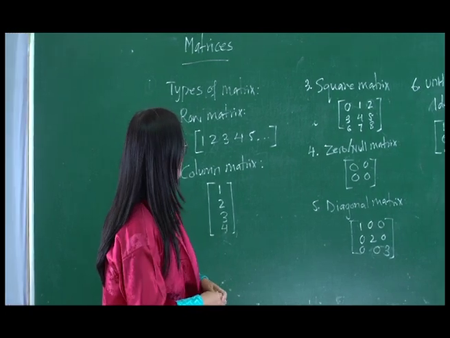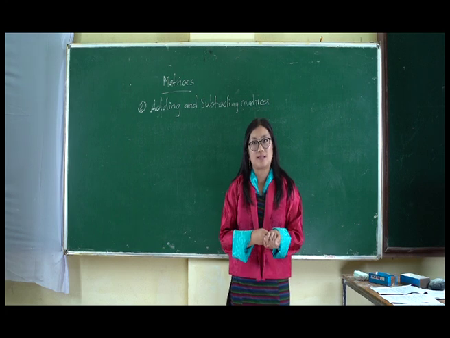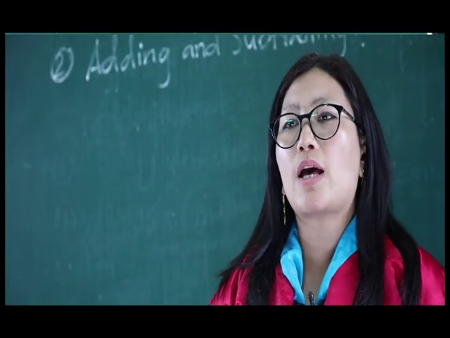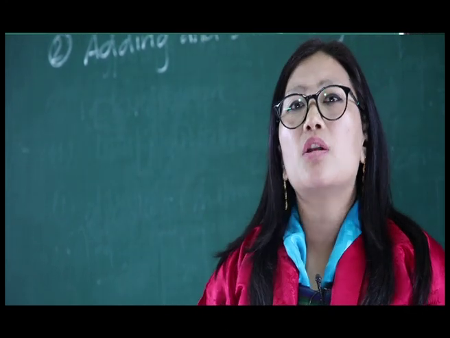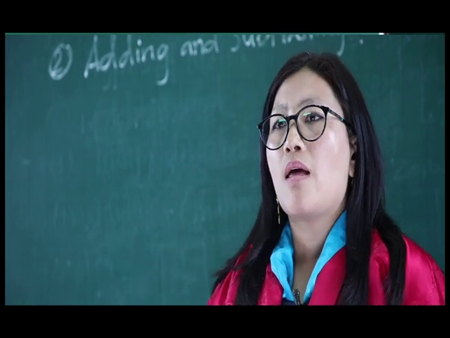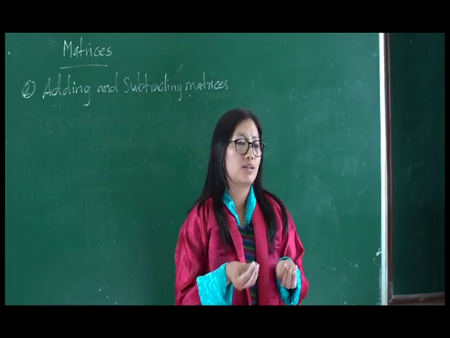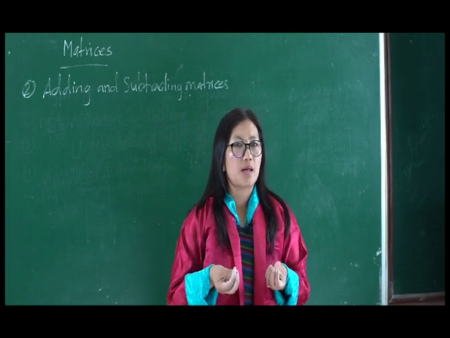With this, let us move on to adding and subtracting matrices. To add or to subtract, there is only one common rule that we need to use. The dimension of both the matrices has to be the same. That is, the number of rows and number of columns of both the matrices that you want to add or subtract has to be the same.